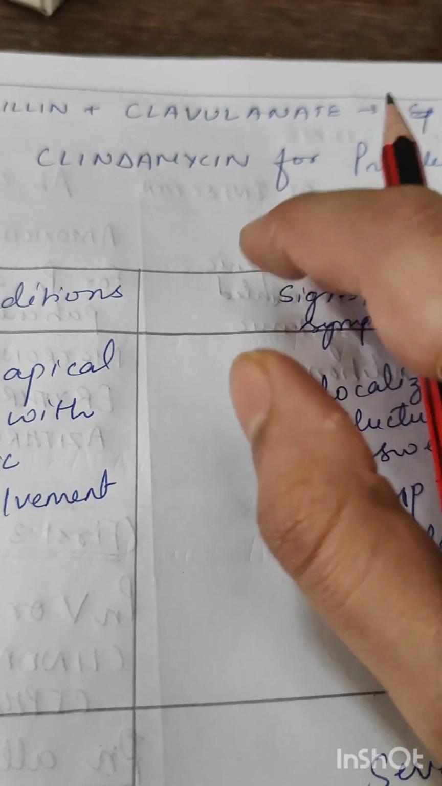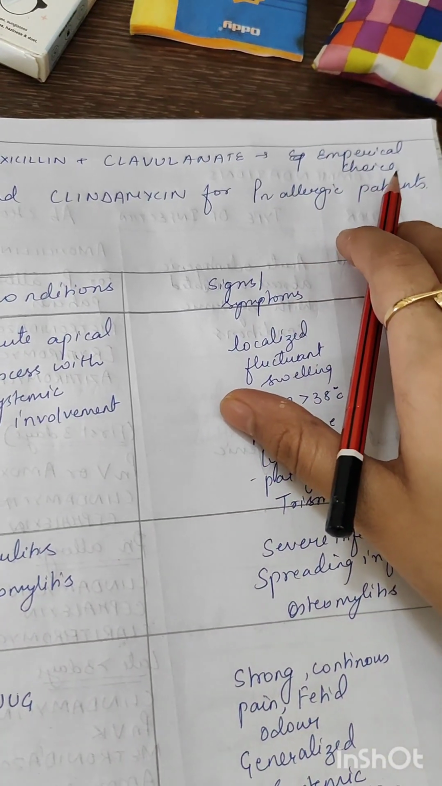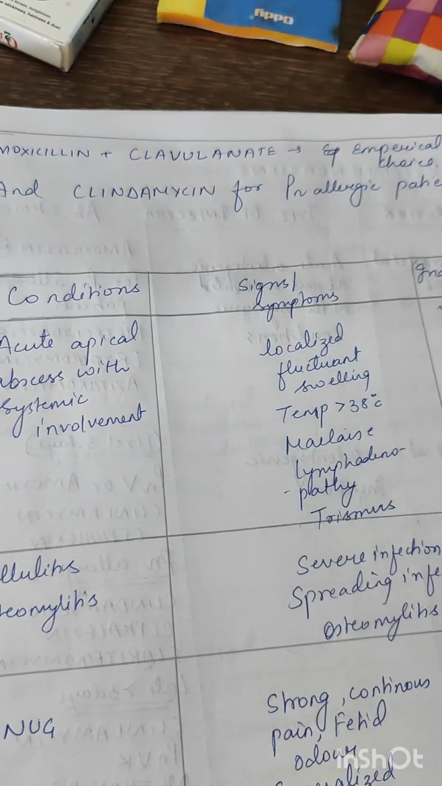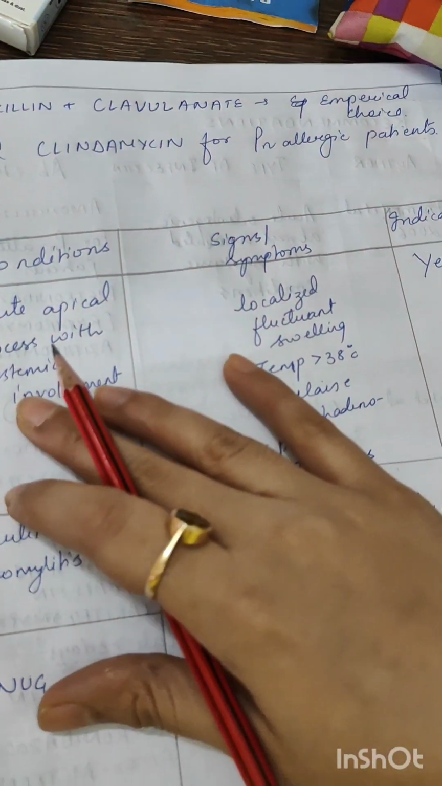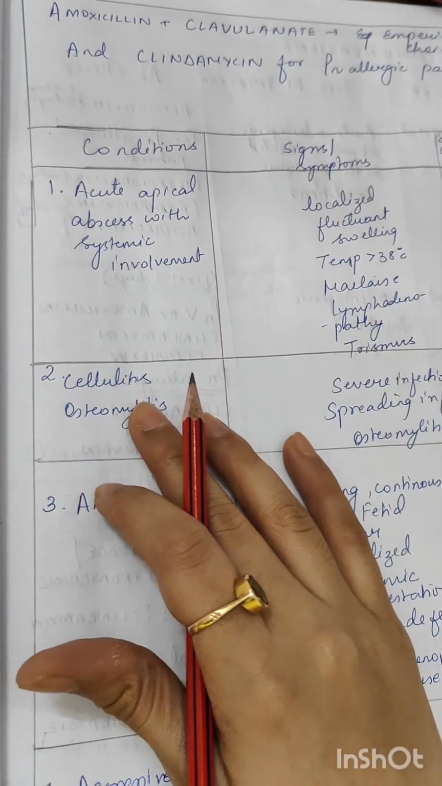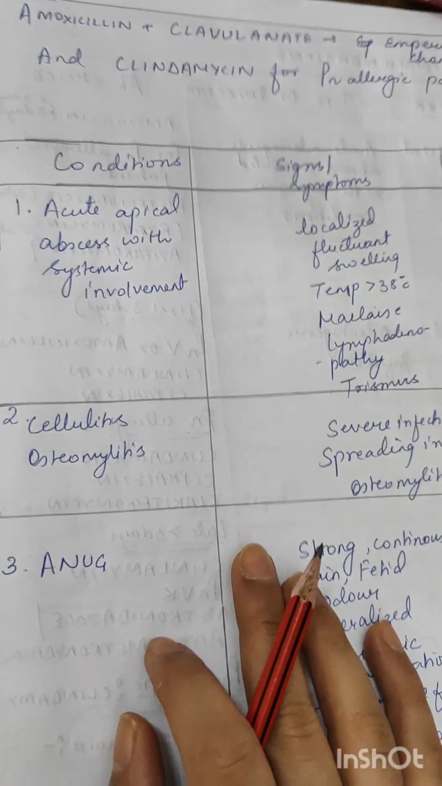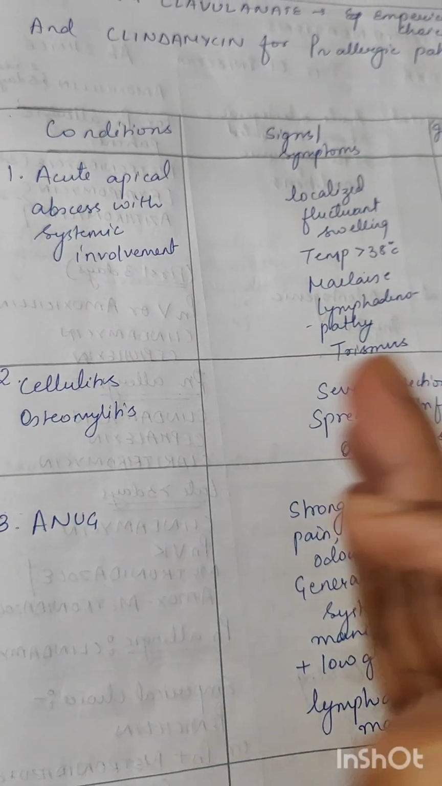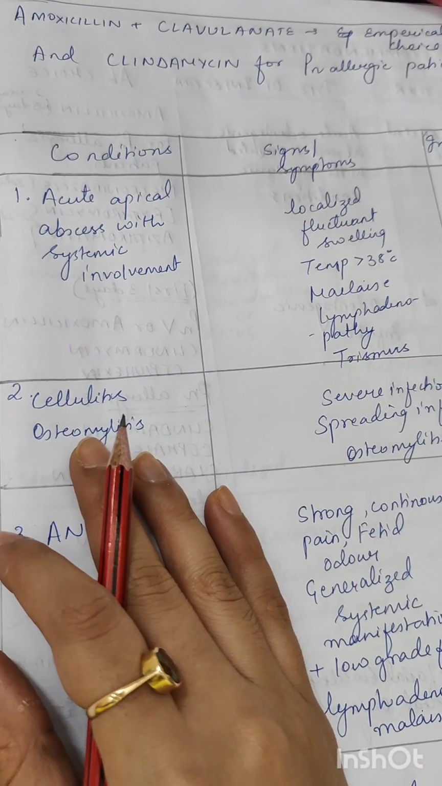Amoxicillin plus clavulanate is the empirical choice, and clindamycin for penicillin allergic patients. Okay, now coming on to the next part. I have made a flow chart, meaning a table, so that you can understand where it is indicated.